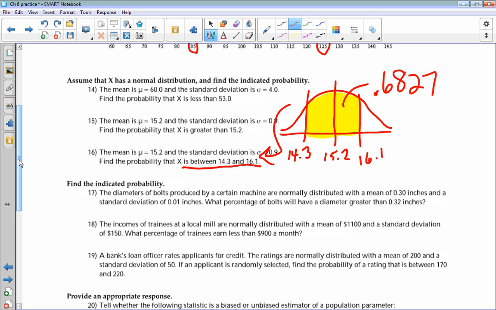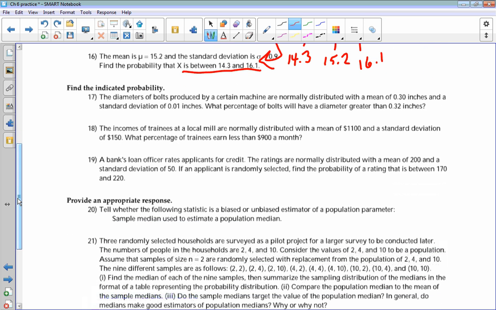So let's keep on going here. And again, problems 17, 18, and 19 are very, very similar. So let's do problem 17. I'm going to draw my sketch of that picture. So I have a normal curve. Sorry, that's not a straight line there. It has a mean of 0.3 inches, and it has a standard deviation of 0.01 inches.